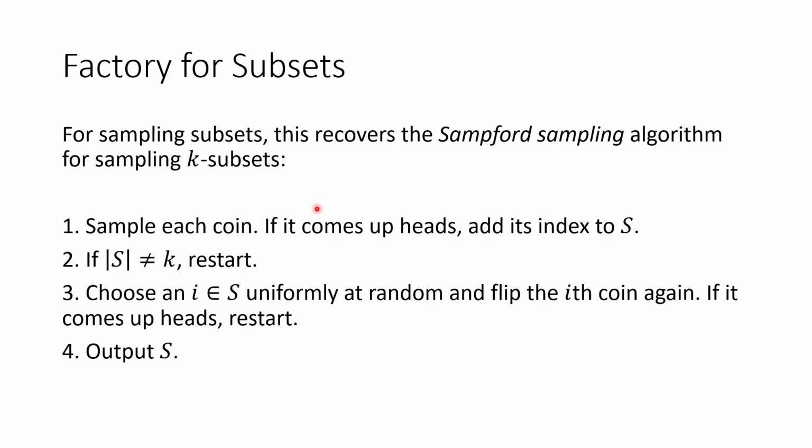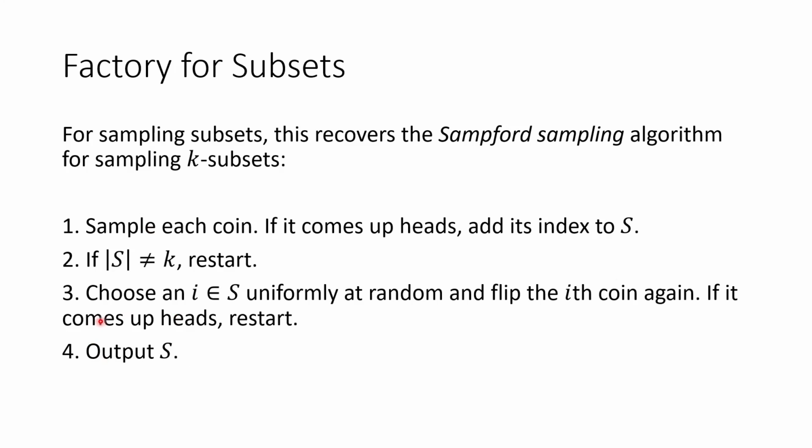And what it does is the following. So remember, you have a bunch of coins. Their probabilities sum up to k. So you start by sampling every single coin. If it comes up heads, add its index to your set S. Now you have a set S of some number of coins. It might be fewer than k, it might be larger than k. If the number of heads was not exactly k, restart. Go back to step 1 and keep on sampling until you sample a set which is of size exactly k. Then, after you've done this, you do one more thing. You choose an element of your set uniformly at random, so one coin from your set uniformly at random, and flip that coin again. If it comes up heads, then restart. If it comes up tails, on the other hand, then output the set S.